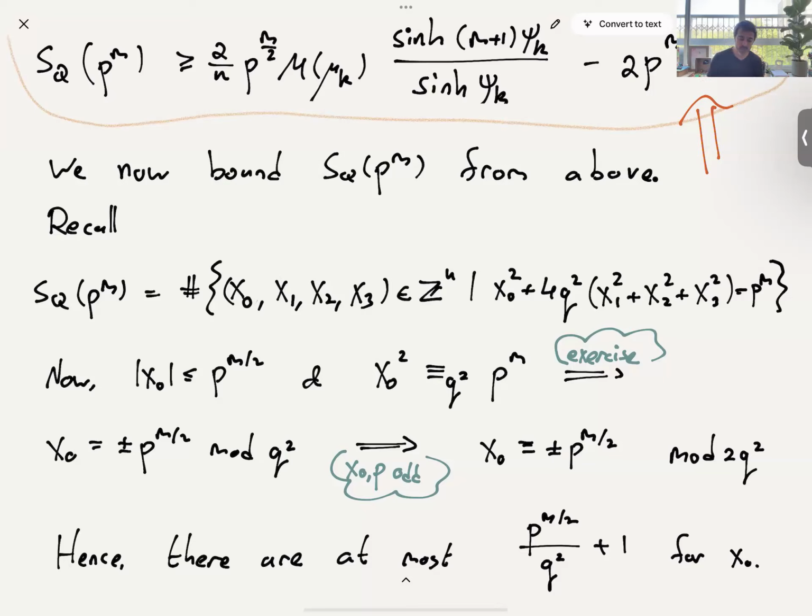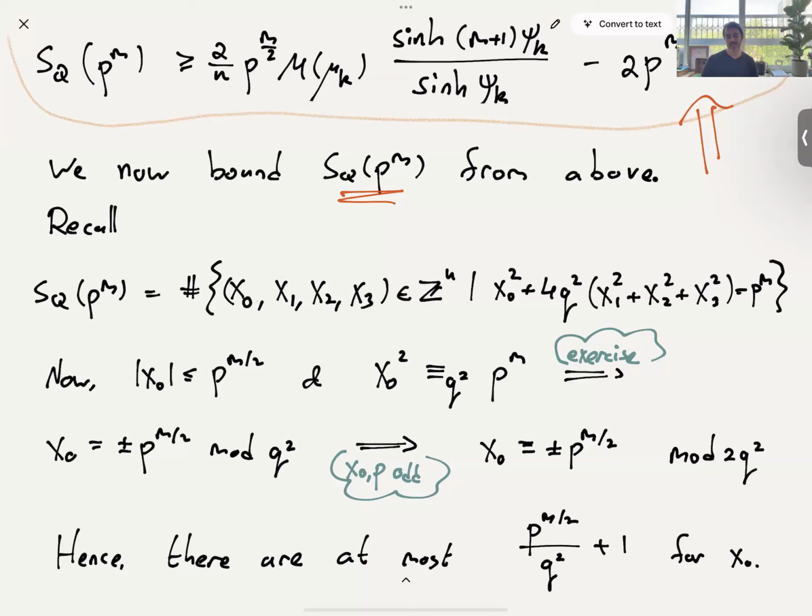Anyhow, so we want to bound this from above now. And recall, S_Q of p^m is how many integral solutions you have to this equation, which we call Q or Q prime at this point because of the 4 that appears there. Let's do this equation. And now let's bound how many solutions there are in a kind of almost trivial way, okay?